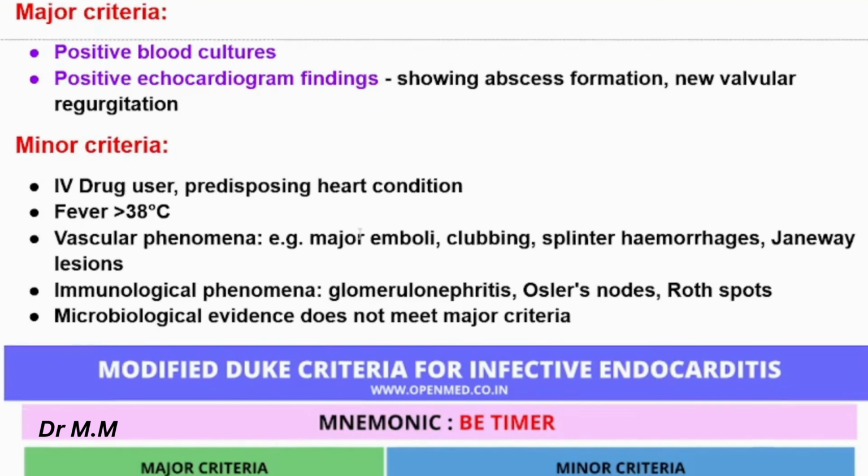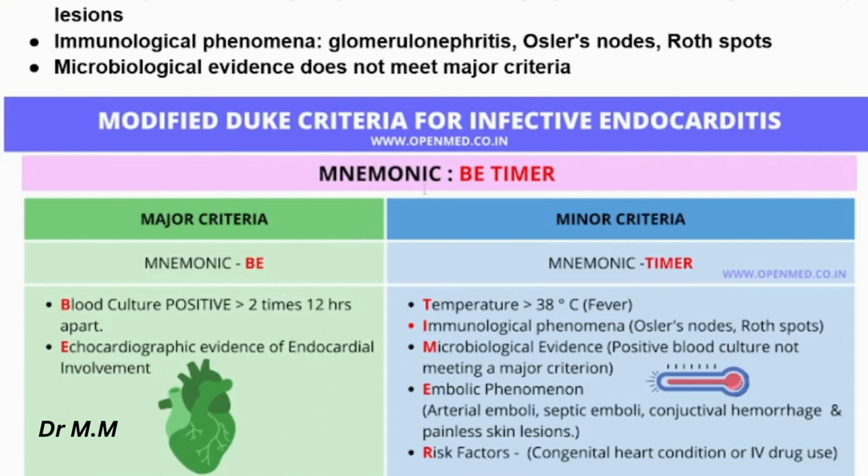We have here the modified Duke criteria for infective endocarditis, which has a mnemonic: BE TIMER. BE is for major criteria and TIMER is for minor criteria. Major criteria: B is for blood cultures positive more than two times, 12 hours apart, and E is for echocardiographic evidence of endocardial involvement.